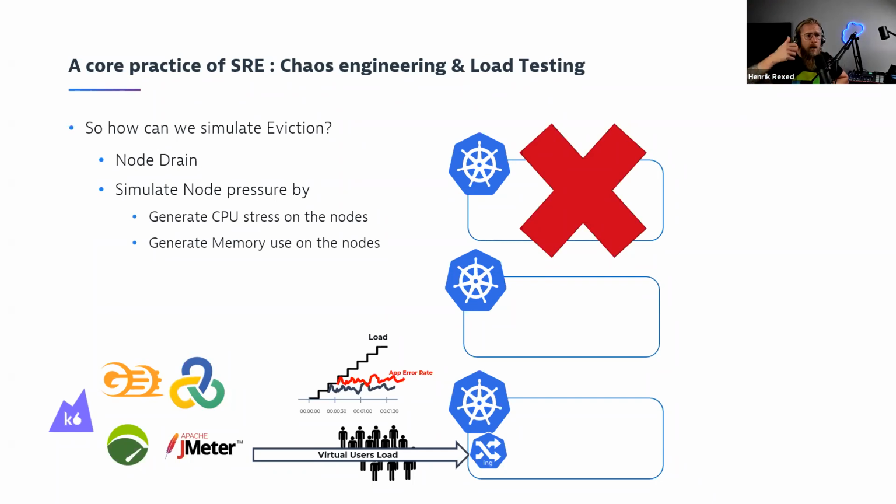Then I want to make sure that I'm putting pressure, because to get an eviction, I need to put pressure on the node. So I'm going to generate CPU stress on the nodes. I will also generate memory stress on the nodes. I can also simulate heavy pod memory usage. That will force Kubernetes to kill pods due to out of memory events. So that's the concept. Once you have defined your experiments, fine.